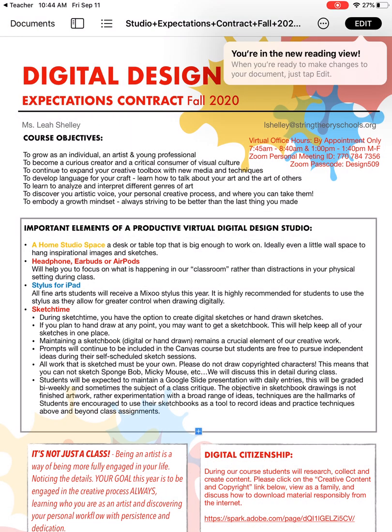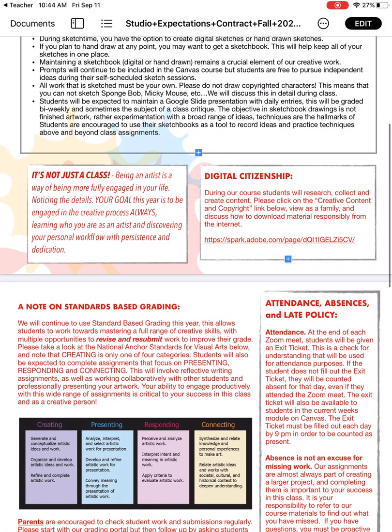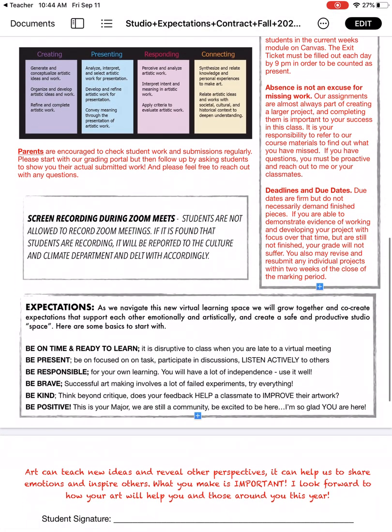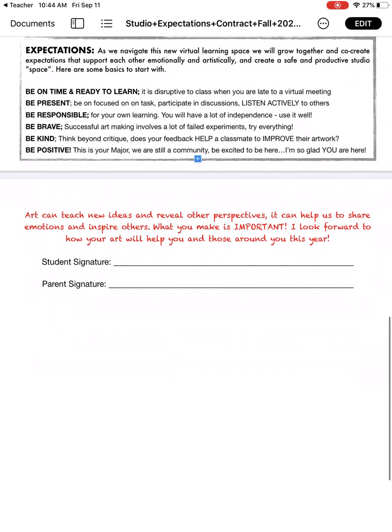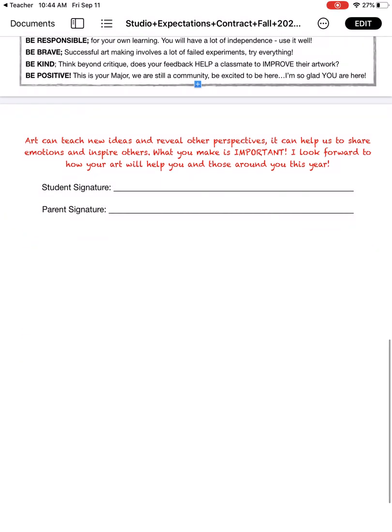I'm going to go over this with students in class next week, but parents, please read over this. It just gives the objectives of the class, what's expected, attendance, grading, things like that. There are 2 pages, and then on the 3rd page is where students and parents will sign.